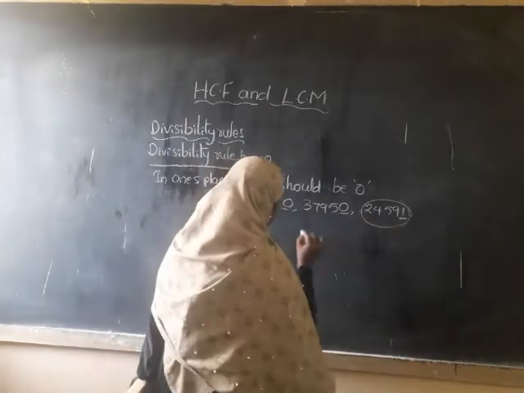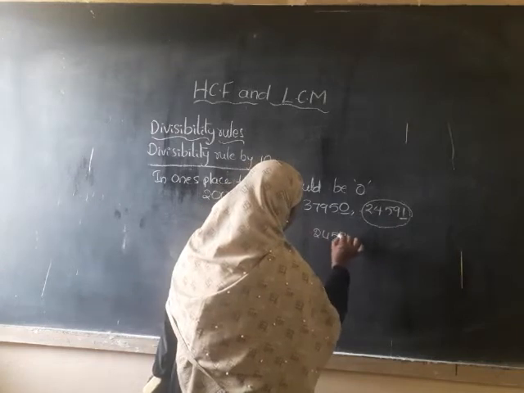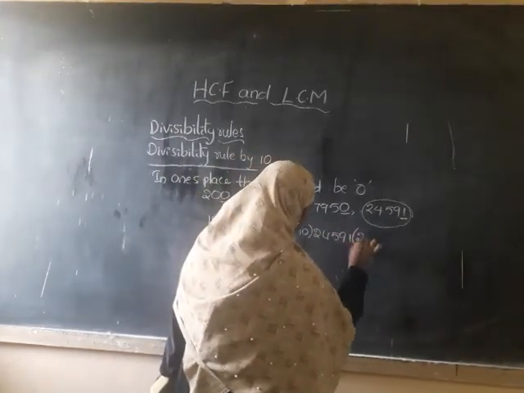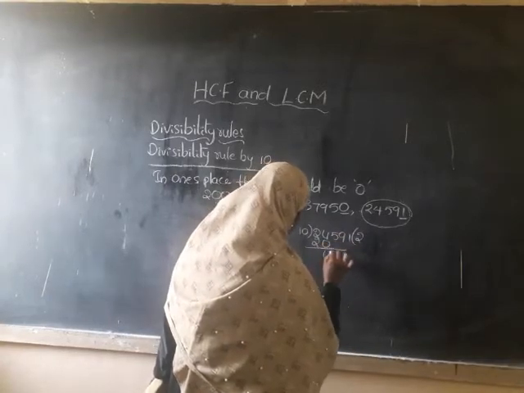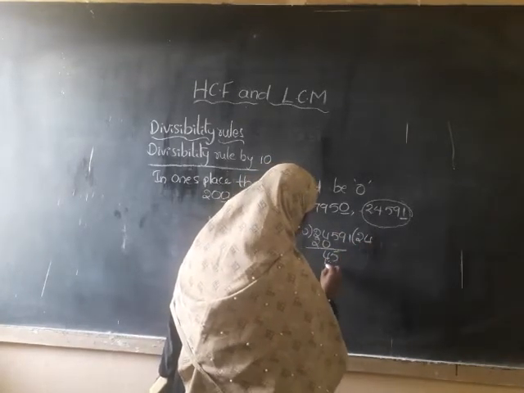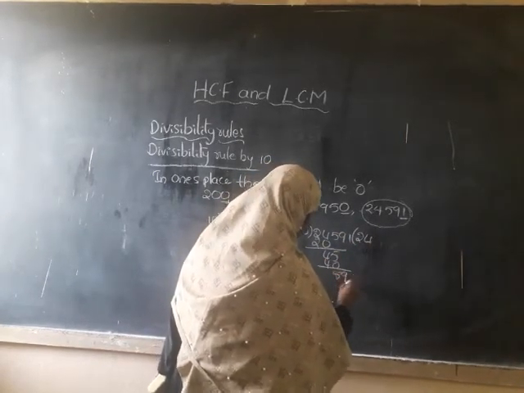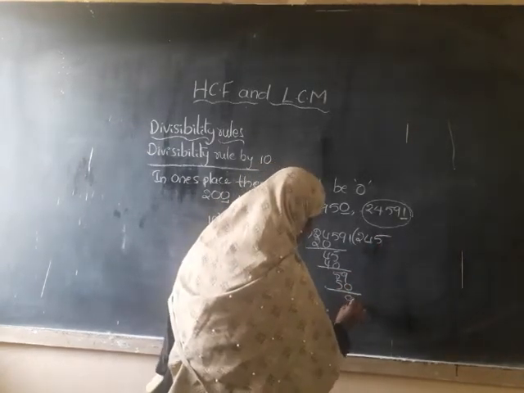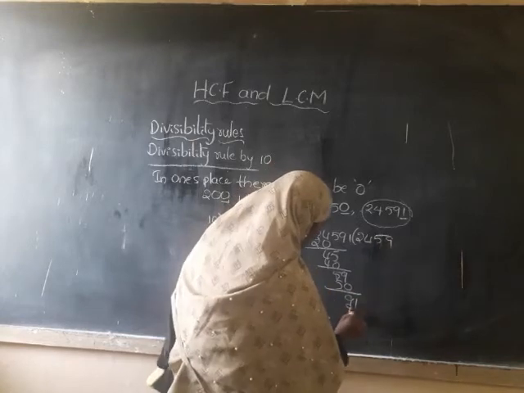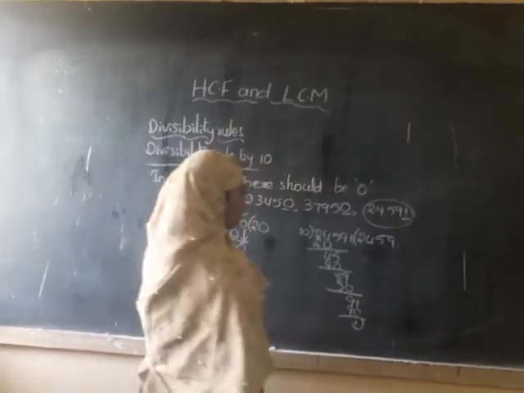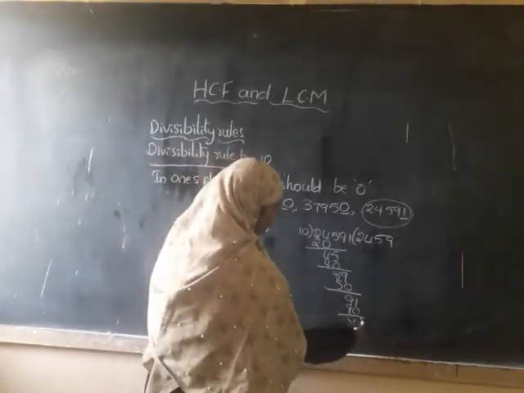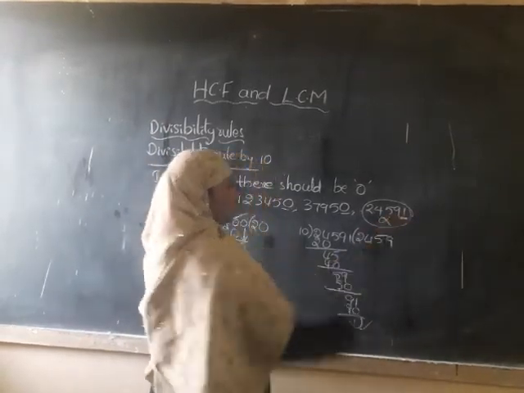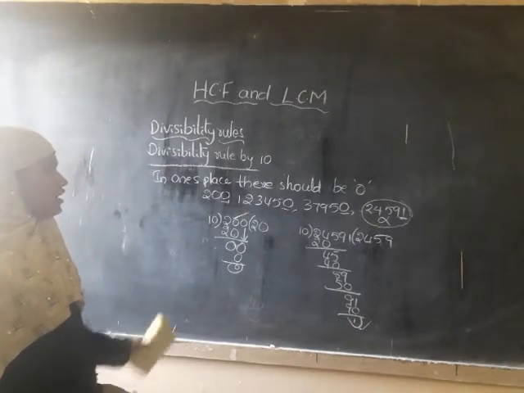Now take this number, 2, 4, 5, 9, 1. 10 twos 20. 10 fours 40. 10 fives 50. 10 nines 90. Yes, you will get the remainder 1. So it is not divisible. In the ones place there is no 0, so it is not completely divisible.